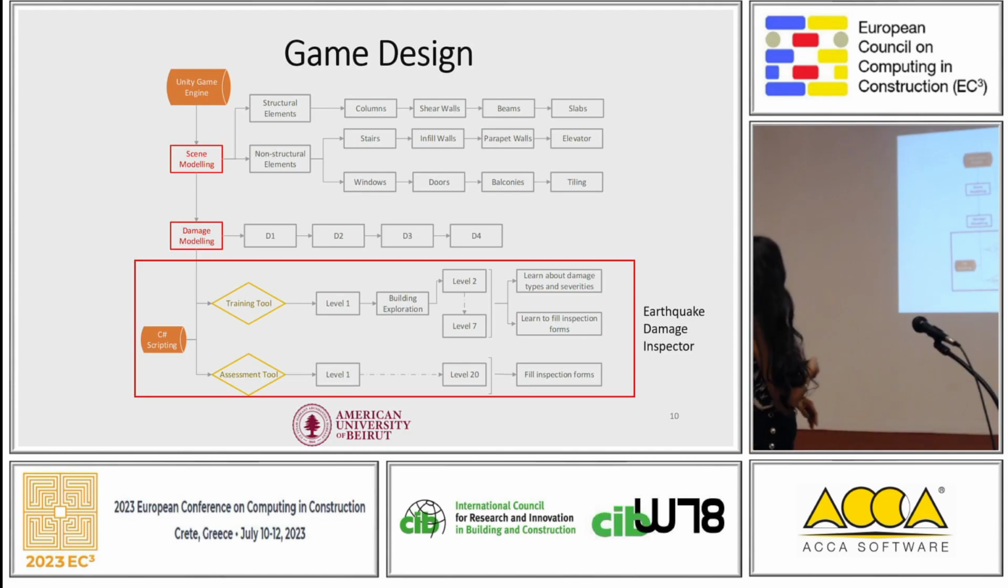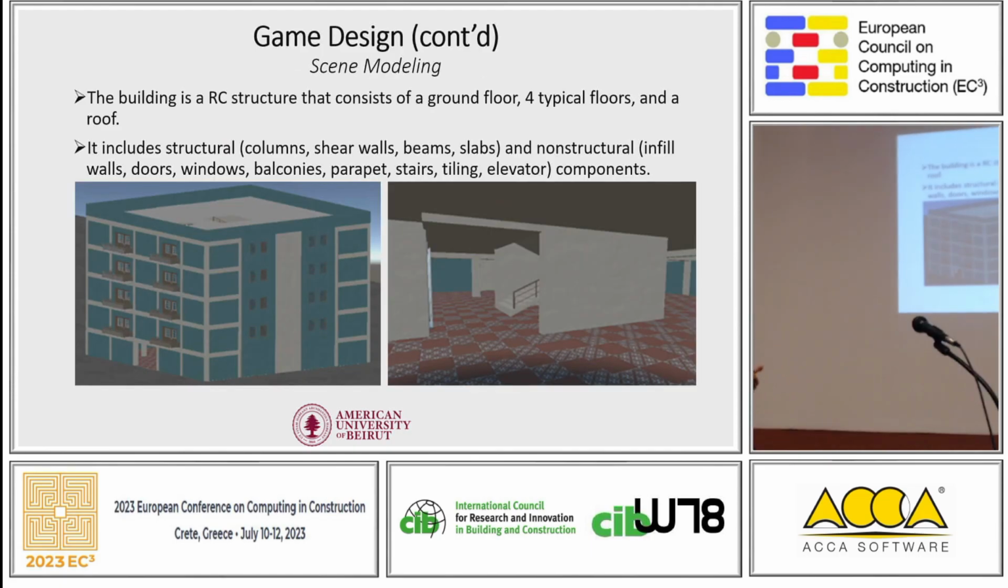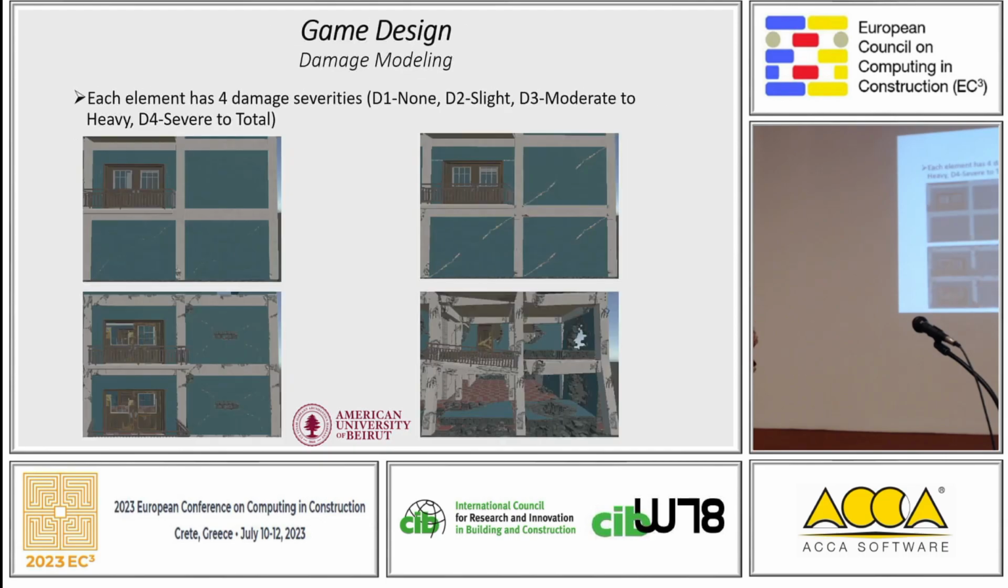Moving on. So that's part of the scene model here. As you can see, that's a building made of a ground floor, 4 stories, and the roof. That's a sample interior picture here. We have 4 damage severities here: D1, D2, D3, D4. As you can see here, that's the worst one, the severe damage level.